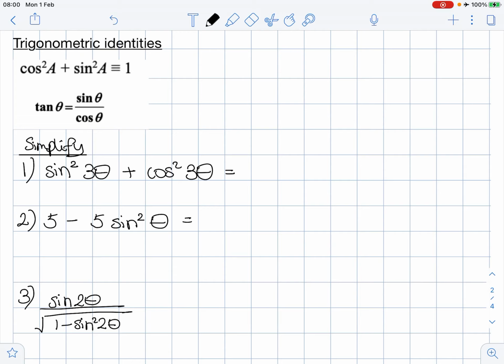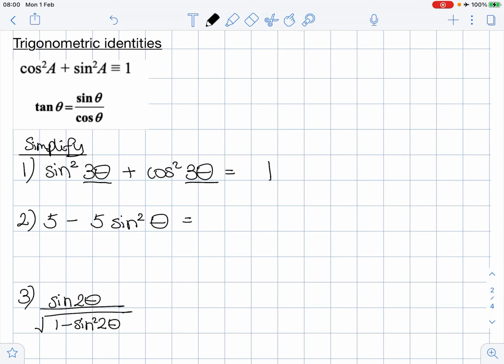So let's look at how we could simplify sin squared 3 theta plus cos squared theta. From the first identity, we know that cos squared a plus sin squared a is the same as 1. Therefore, we can replace the a with 3 theta. So this is the same as 1.